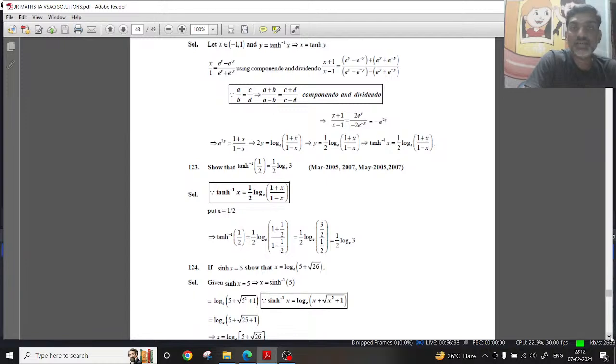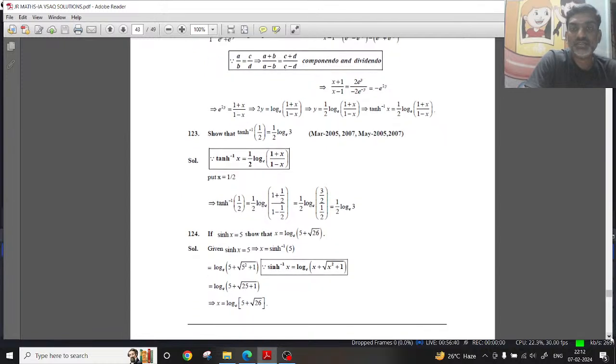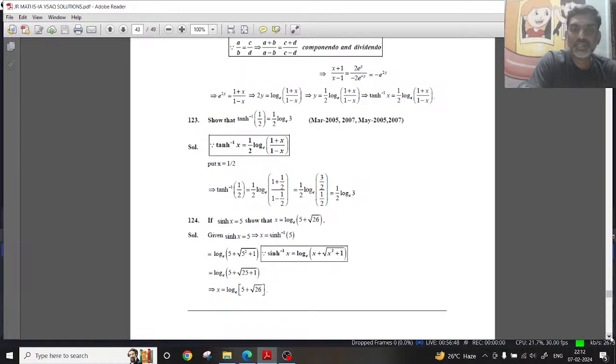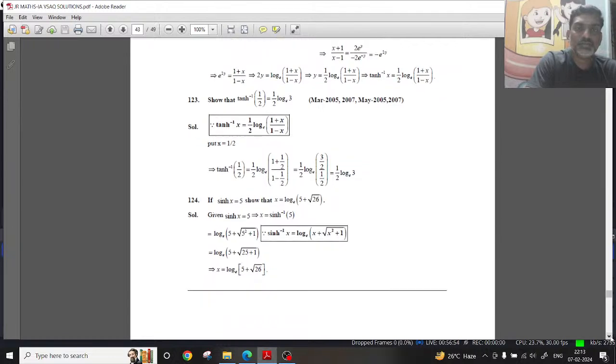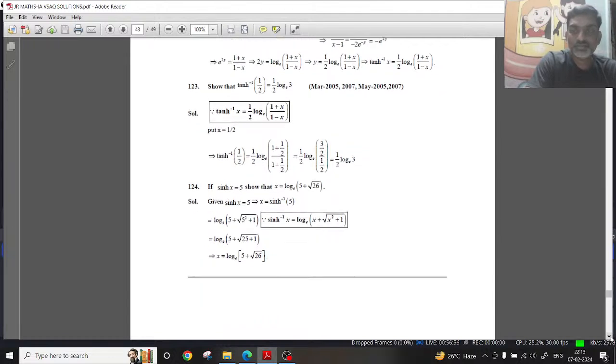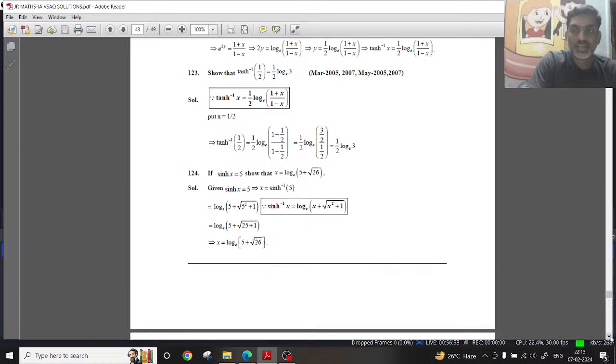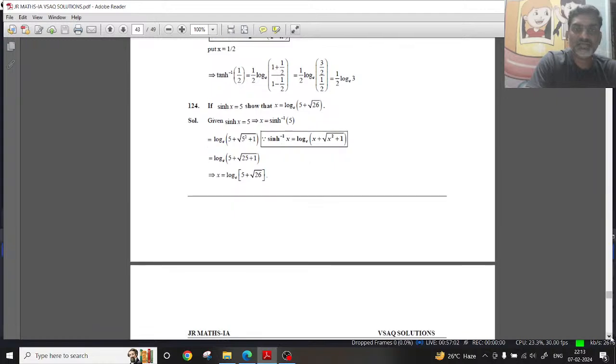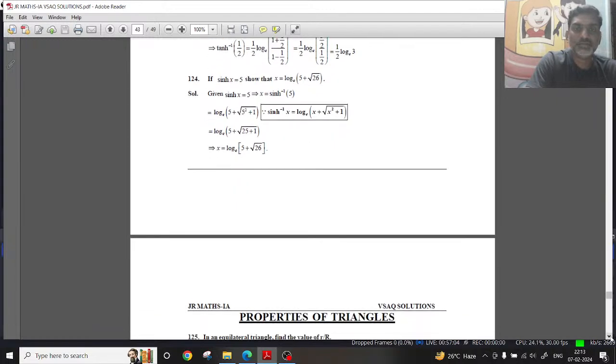123. Asked so many times. Show that tan h inverse of 1 over 2 is equal to 1 over 2 log 3 to the base e. Same as above. In the above formula, just substitute it, or else do the process of the above question. Question number 124. Sin hx is given. This is also the same as above.